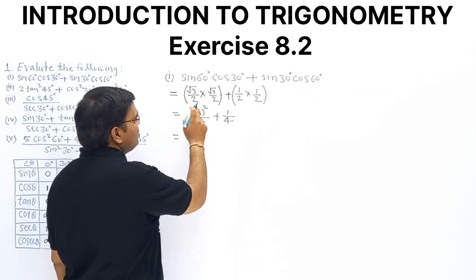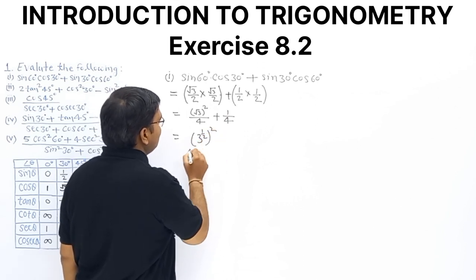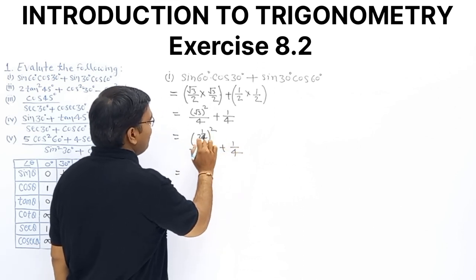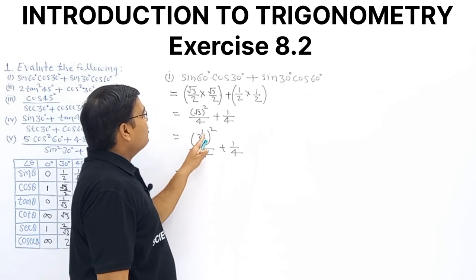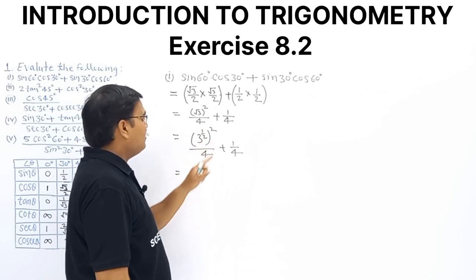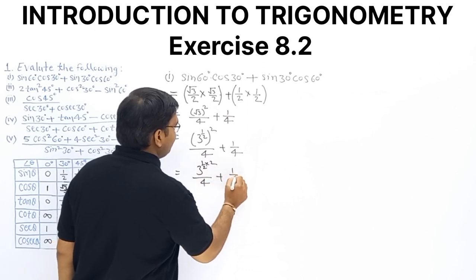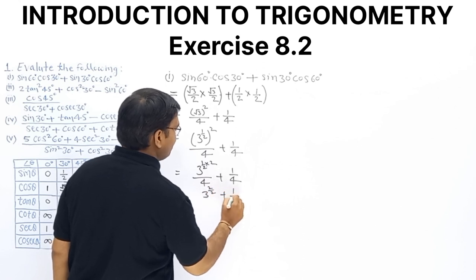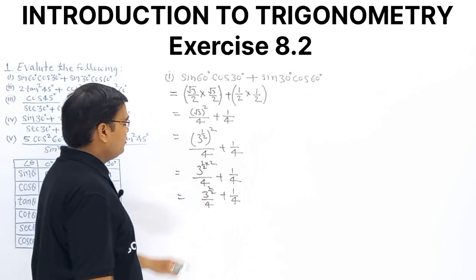What will be the result? This square root will be cancelled. How? 3 power 1 by 2 whole power 2 divided by 4, plus 1 by 4. Solve this one: a power m whole power n. Laws of the exponent we studied, what? a power m whole power n will be what? a power mn. So this can be written as 3 power 1 by 2 into 2, by 4, plus 1 by 4. What we are getting? 3 power 2 by 2, plus 1 by 4. This is 3 power 2 by 2 divided by 4.